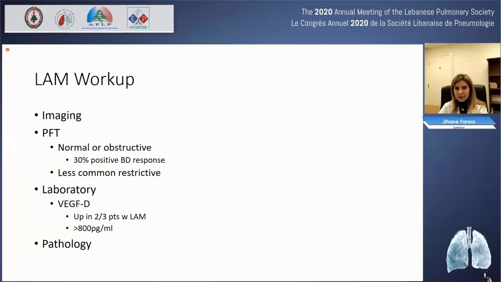When it comes to the workup of LAM, the patient will come to be suspected of having LAM based on imaging most of the time. And further workup will need to be done. We will, of course, be conducting PFTs. PFTs can be normal, or most of the time will show obstructive lung disease. About 30% of patients will have a positive bronchodilator response. Less commonly, it can show restrictive lung disease. We do have a laboratory diagnostic marker for LAM, VEGF-D, which I will go into more detail about in a little bit. And there is, of course, pathology. There are specific pathologic findings characteristic of LAM.